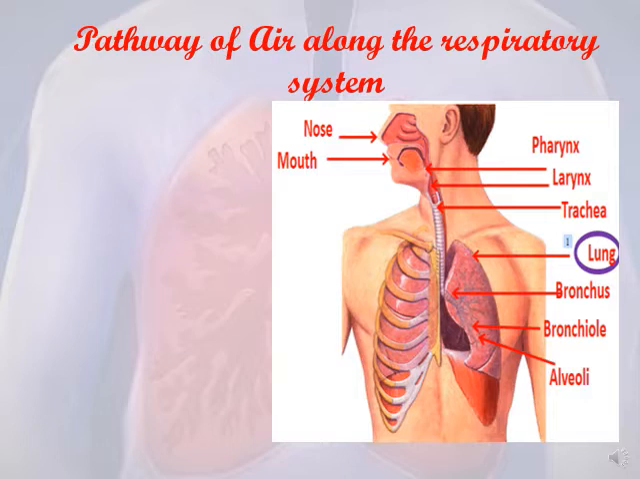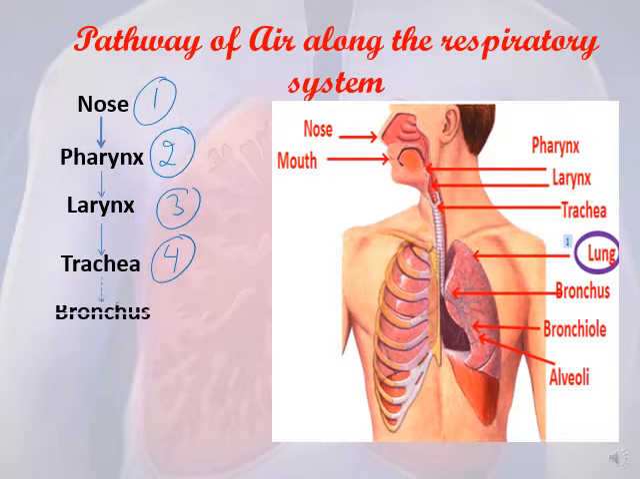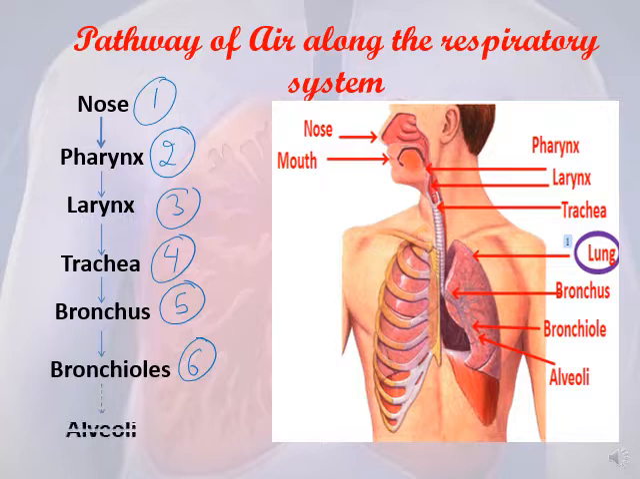So the pathway of air along the respiratory system. We start with the nose first, number 1. Number 2, we move to the pharynx. Number 3, we move to the larynx. So nose, pharynx, larynx. Then we move to the trachea. Then we move to the bronchus, number 5. Number 6, we move to the bronchioles. And finally, number 7, we move to the alveoli, which are the air sacs inside.